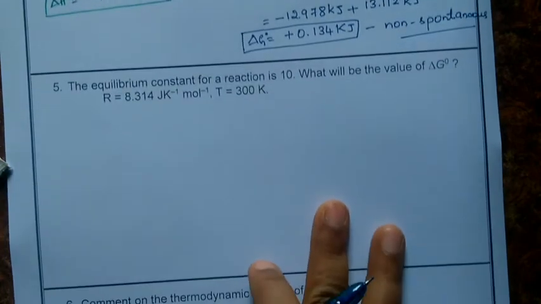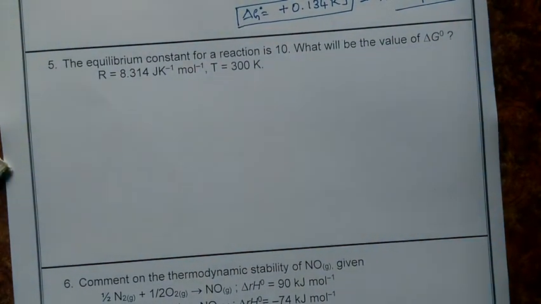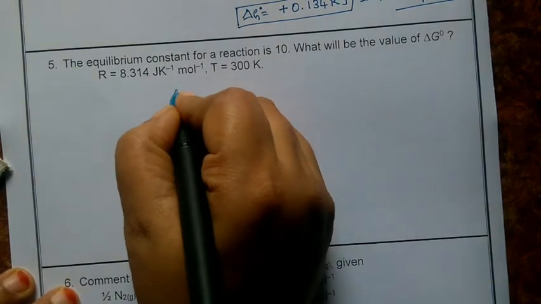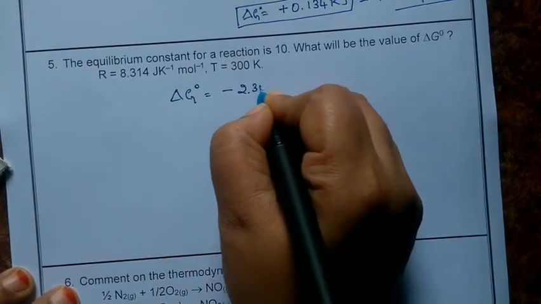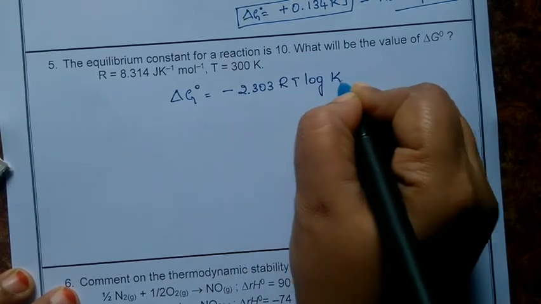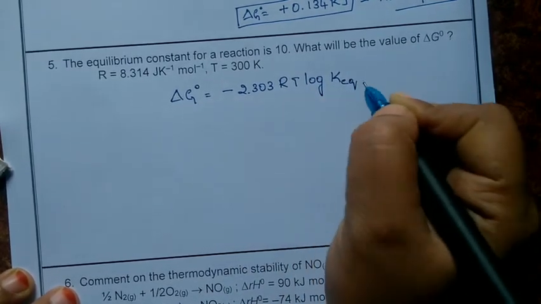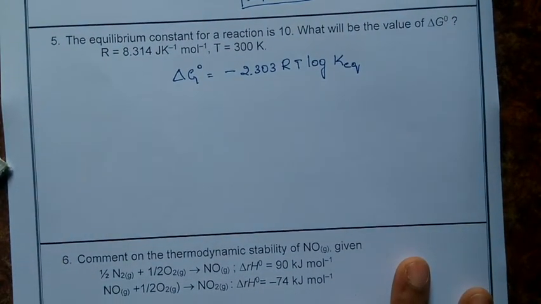Next problem. The equilibrium constant for a reaction is given, what will be the value of delta G naught? The equilibrium constant value is 10, and they have asked us to calculate delta G naught. We have a formula: delta G naught is equal to minus 2.303 RT log K, where K is Kc or Keq, the equilibrium constant. If you write simply K, that is also fine, no problem.